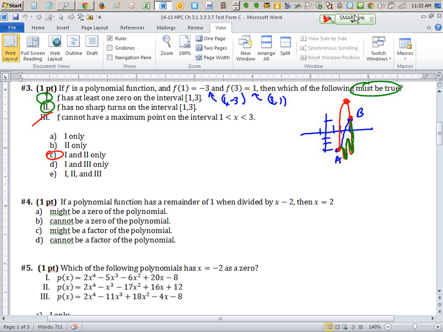Welcome to the AP calculus test. Okay, tons of these little Roman numeral type problems. You see these sorts of things on the SAT also.